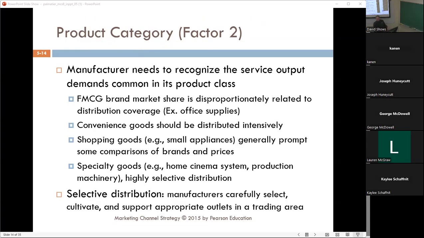The next is, what product categories are we talking about? So if we think about going to our principles of marketing, we actually know that products are not the same. No kidding, okay?